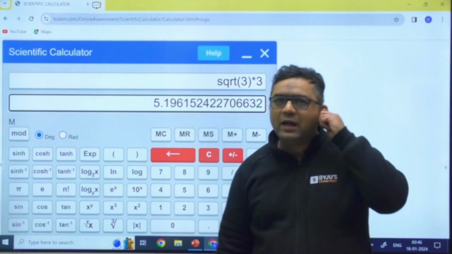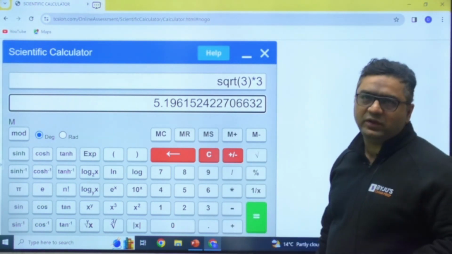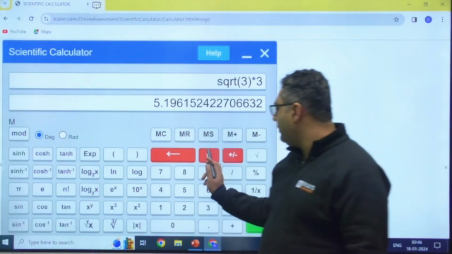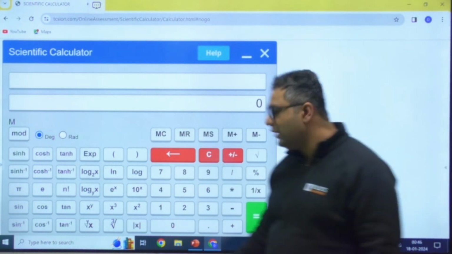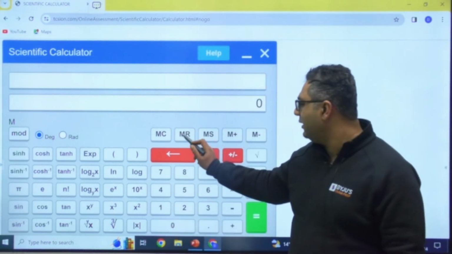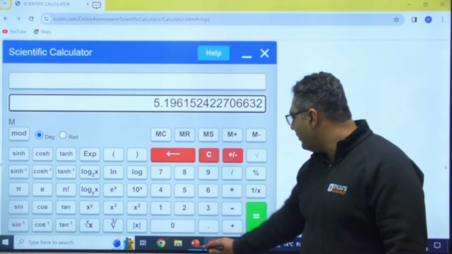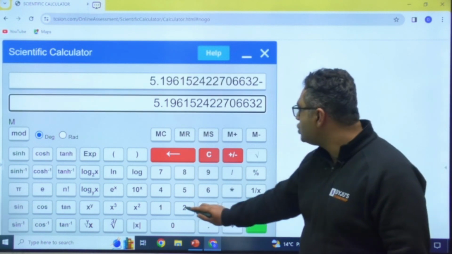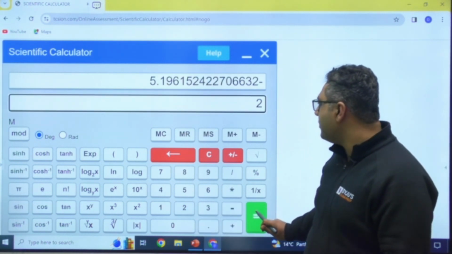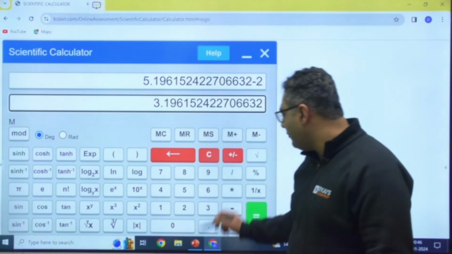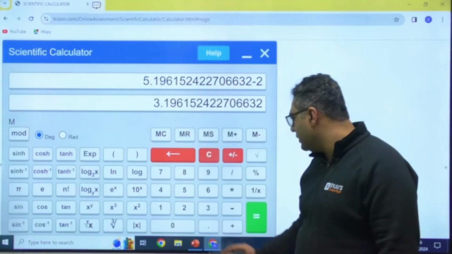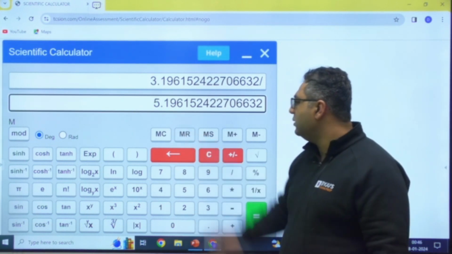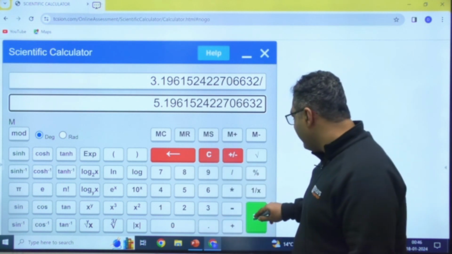Now if we want to write the previous function, what was that? That was 3 root 3 minus 2 divided by 3 root 3. First of all, I would clear. Then I would go for 3 root 3, which is memory read. Then minus 2. Then I would get some number. Then I am going to divide it by 3 root 3, so I go for divide, and once again memory read. So divide it with this, and then I would get some number.